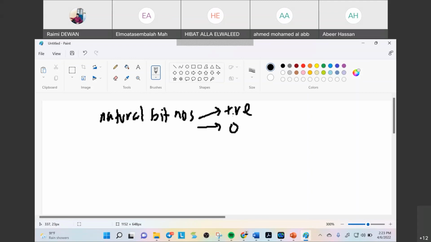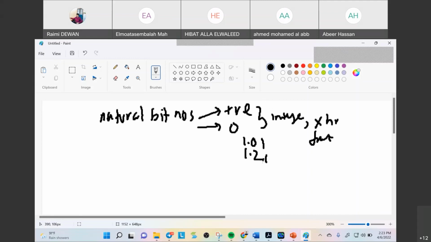The simplest binary numbers are integers, meaning they don't have a fraction. What does it mean? You don't have 1.01 or 1.21. You will have a whole number, which means 1.0, 2.0, 3.0, and so on. This is what we call a general binary number. This natural binary number doesn't have negatives. It's only positive, and the smallest one will be 0.